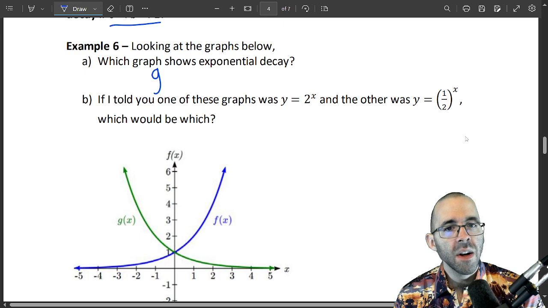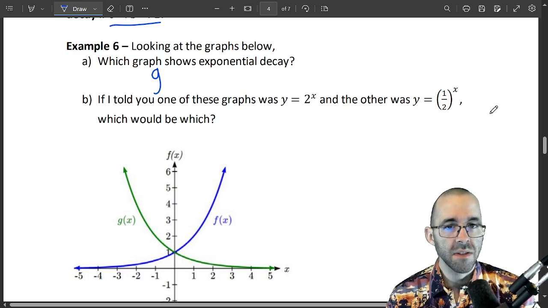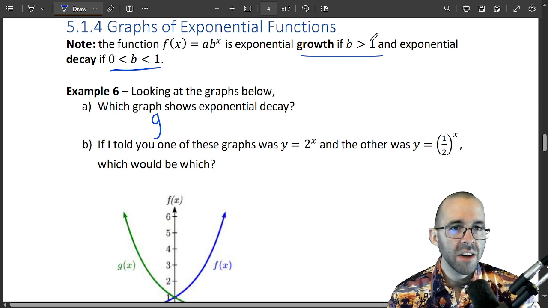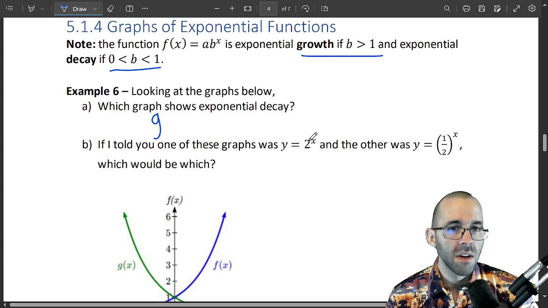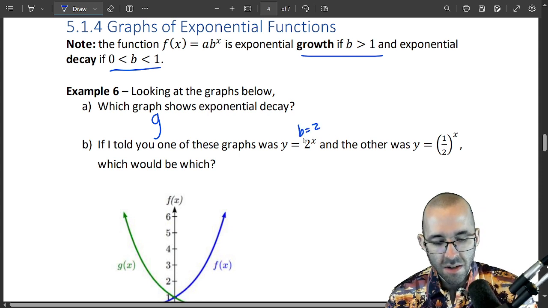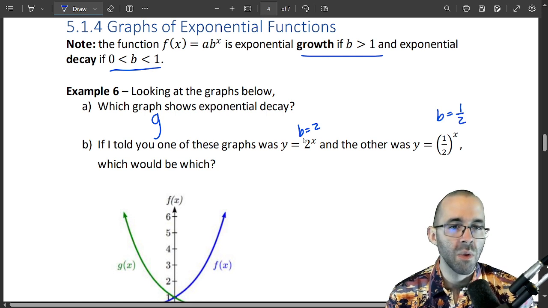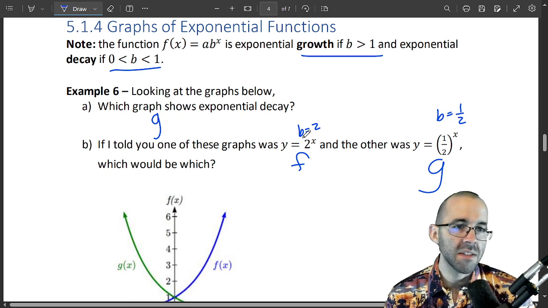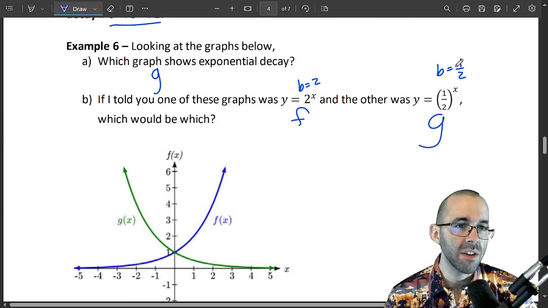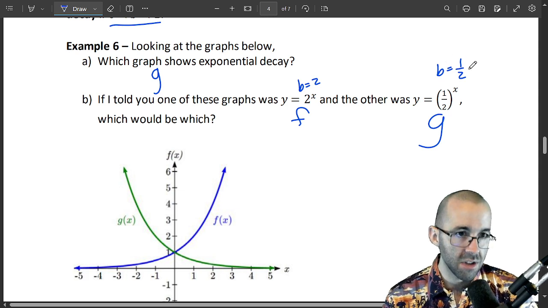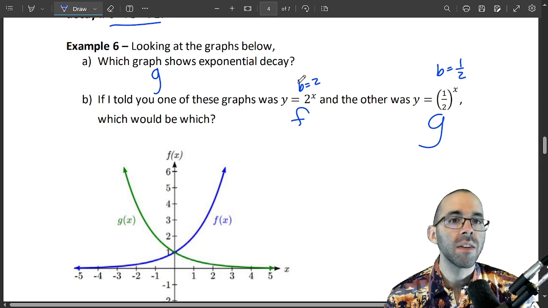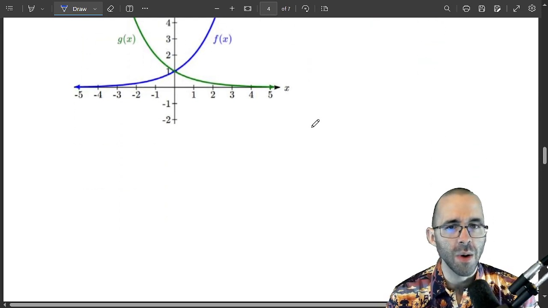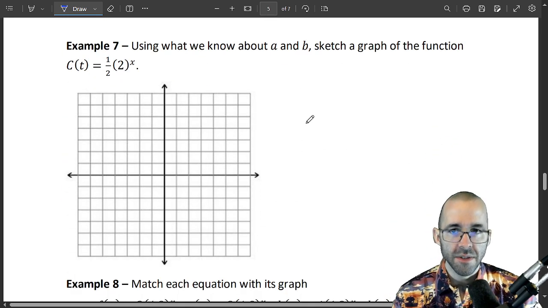So for b, if I told you that one of these was 2 to the x and the other was 1/2 to the x, which one would be which? A couple of ways you could do that. If the b value is bigger than 1, it's growth. Here, b is 2. Here, b is 1/2. Well, that answers our question, right? That's f, that's g. Because decay has a smaller b value. We keep halving the function every time x increases. We keep doubling this function every time x increases by 1. So that's, in general, what we're doing here, using what we know about b values.